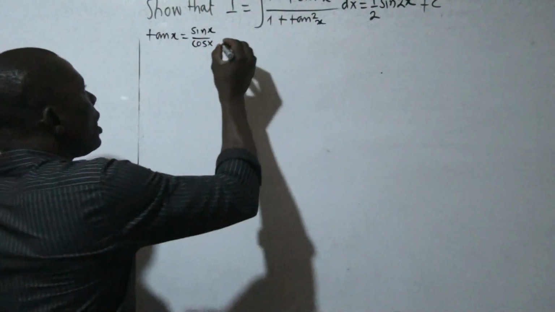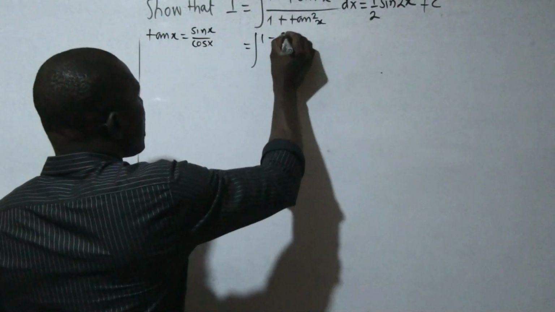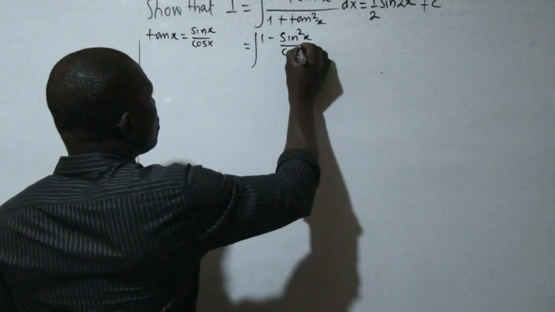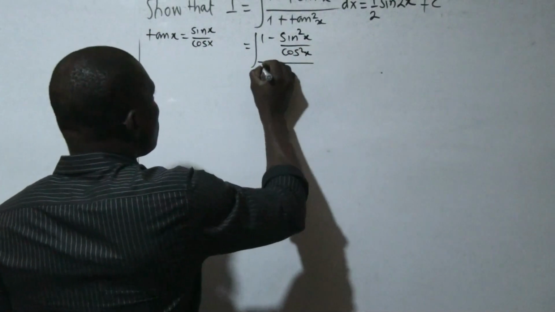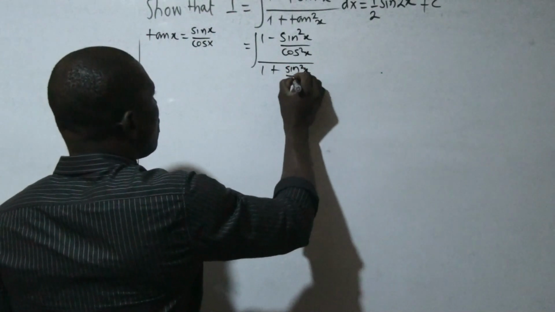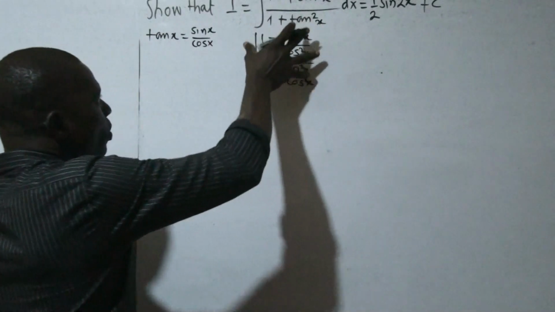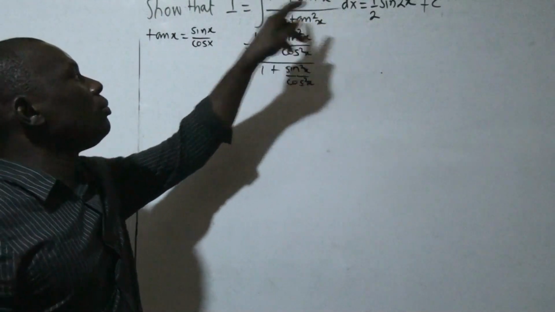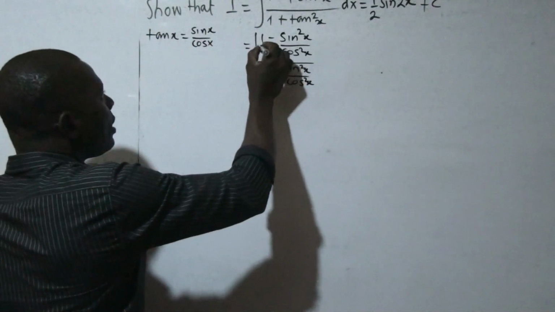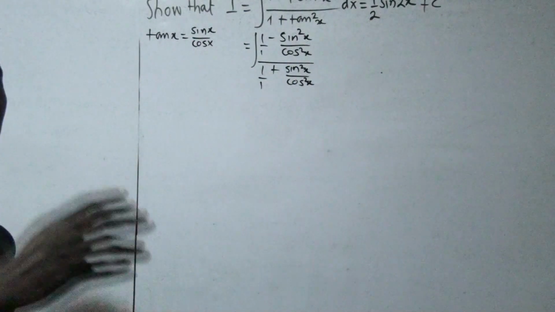So definitely, this becomes the integral of (1 minus sine square x over cos square x) divided by (1 plus sine square x over cos square x). Let us simplify this first, then we put our integral sign. They are fractions already, so we need to simplify this.